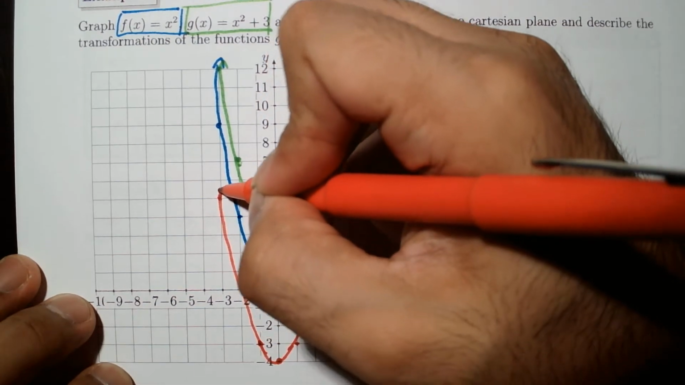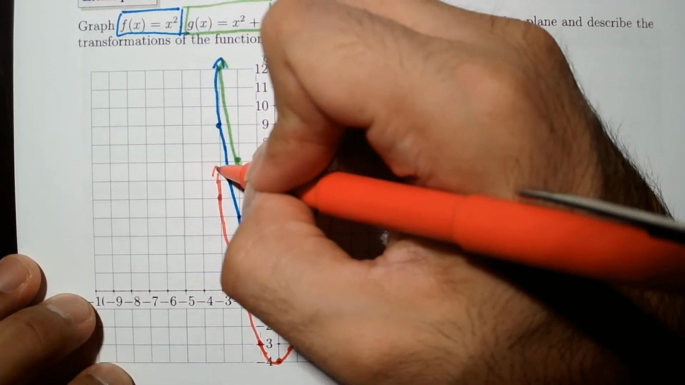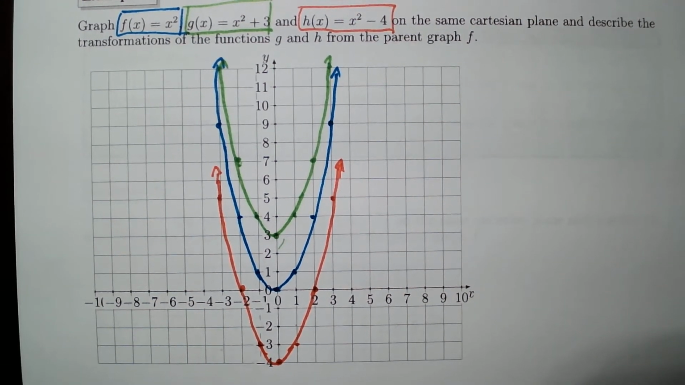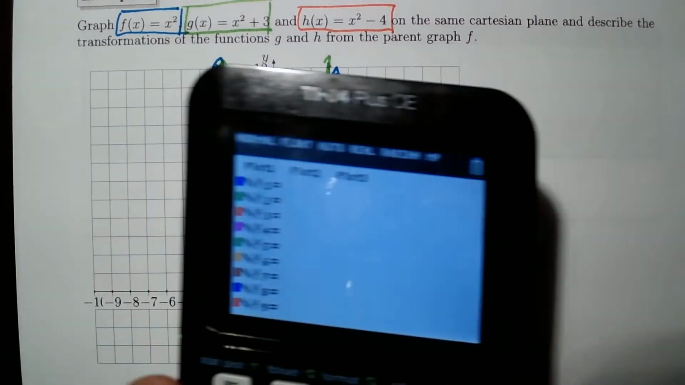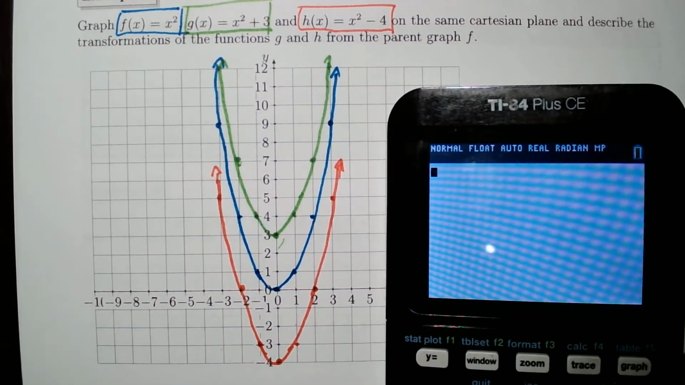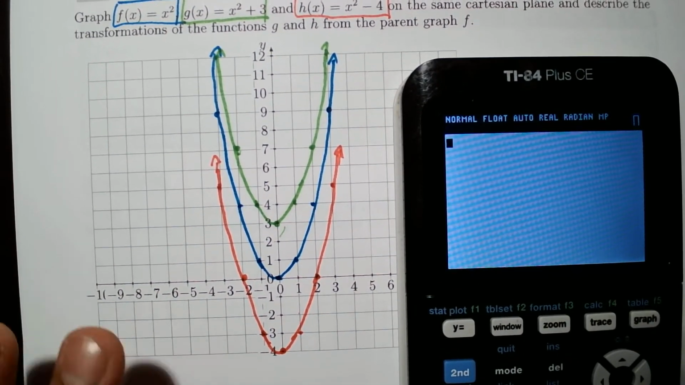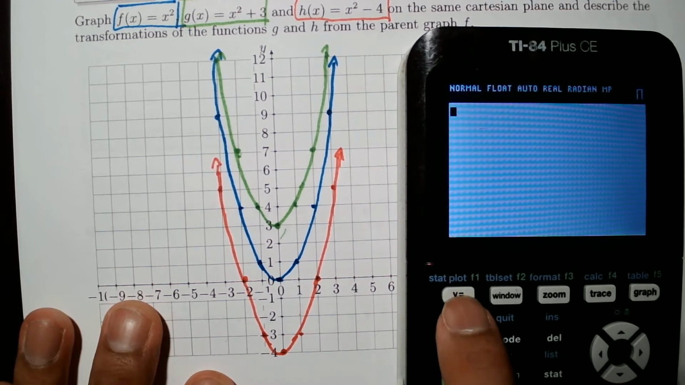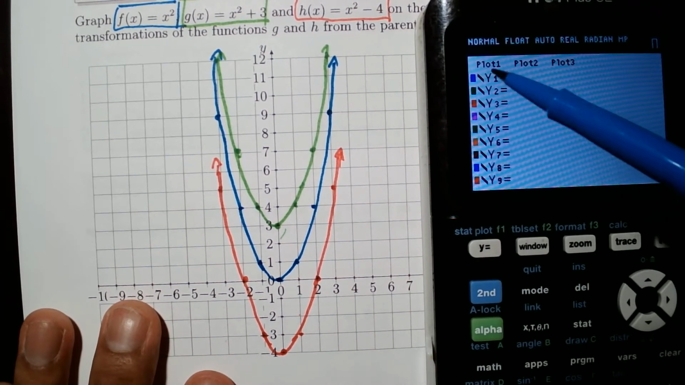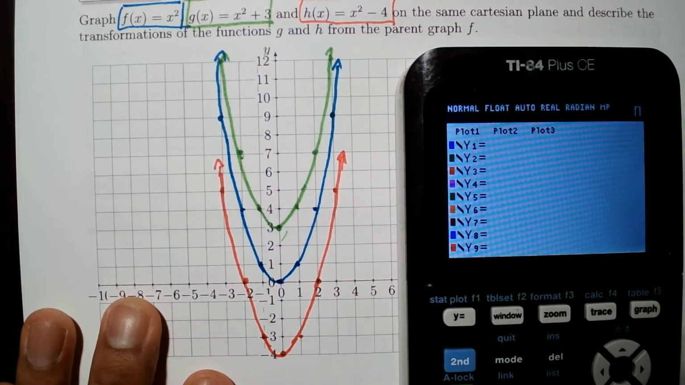We don't have to go all the way up. This way is fine, just like this is fine. Okay, now let's verify this using the graphing calculator. So I'm going to turn on the calculator, and then go to Y. I already have it set to match the colors with what I did by hand.